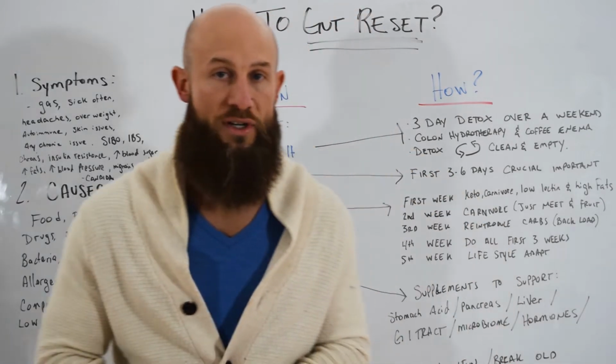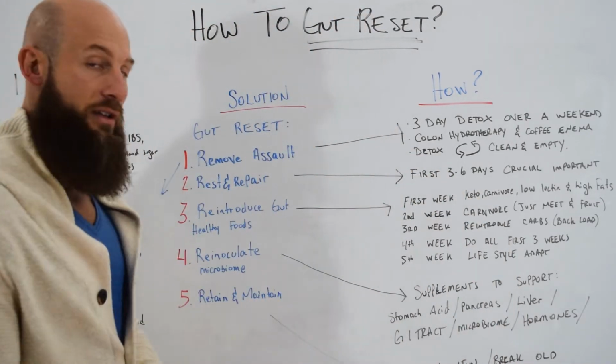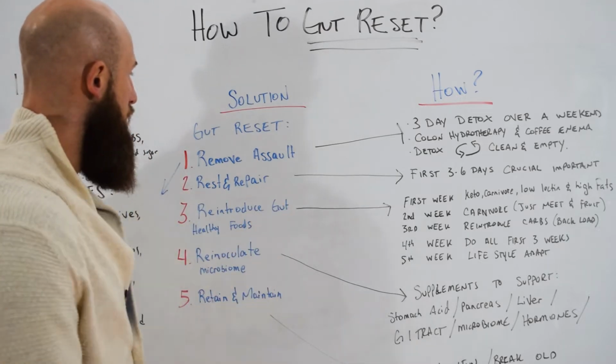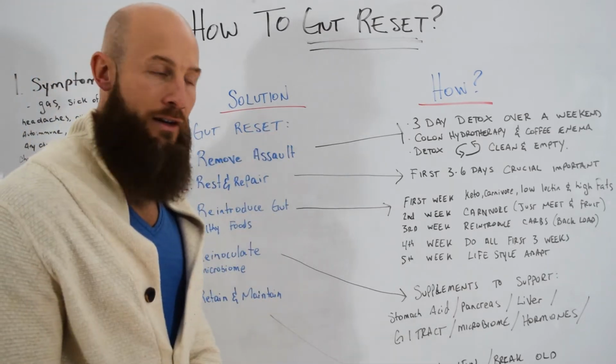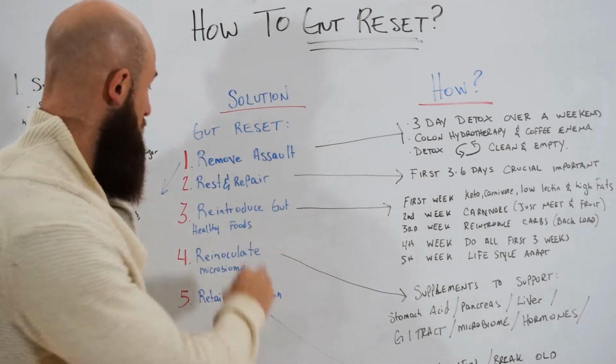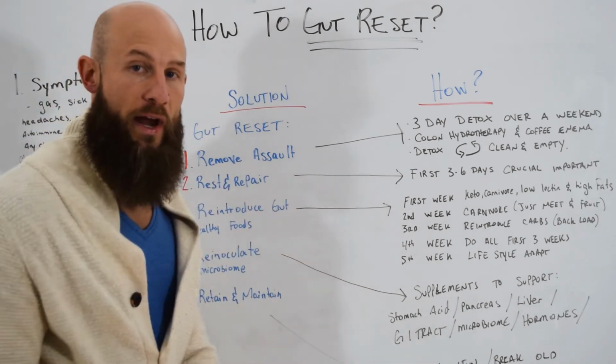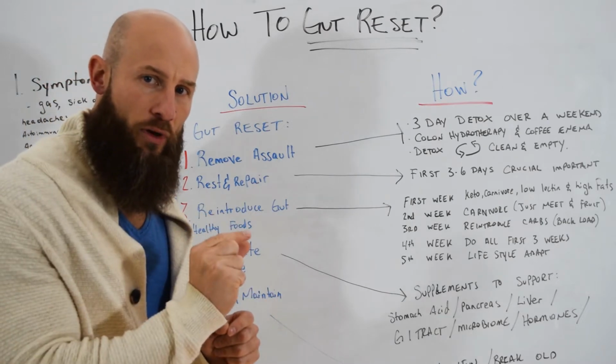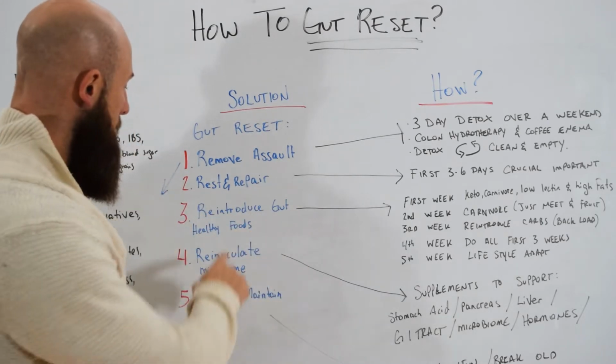All right, so what's the solution? This is my solution. First and foremost, this is how we do a gut reset. Number one, we have to remove the assault. Number two, we've got to rest and repair. And I'm going to explain just a little bit more in detail how to rest and repair.